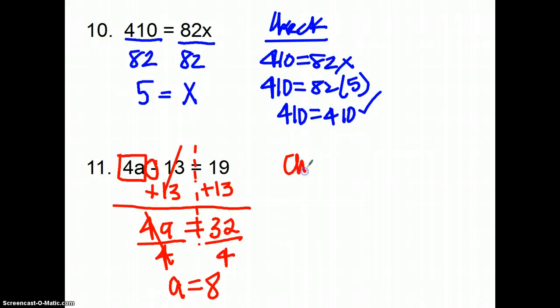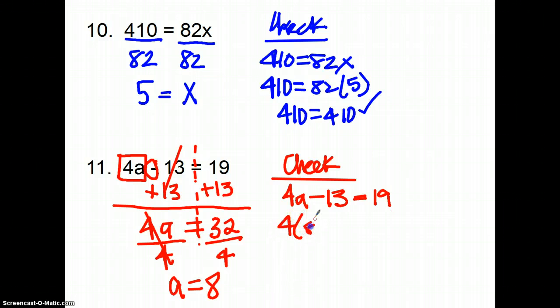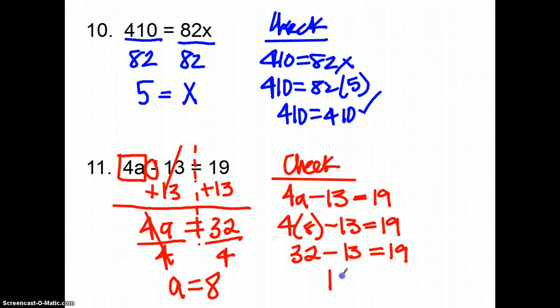So my check step. Normally I just have 3-step checks, but with 2-step equations I need 4-step checks. My first step is always the same, write the original problem. Plug in 8 for a. 8 times 4 is 32. Minus 13 equals 19, and 19 equals 19. Okay? So 4-step checks for 2-step equations and 3-step checks for 1-step equations.